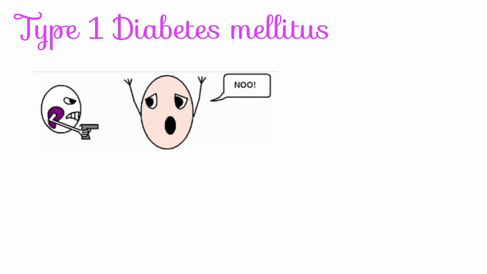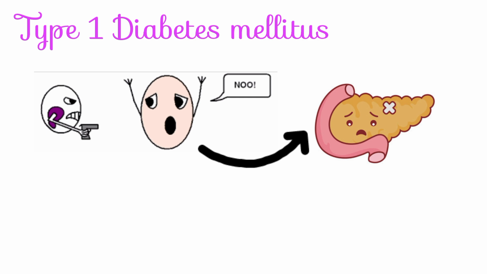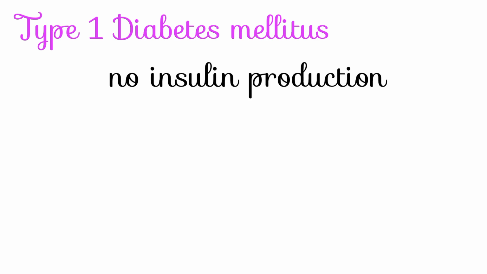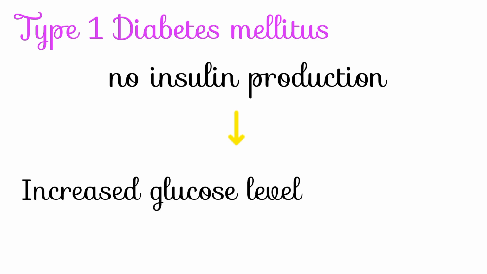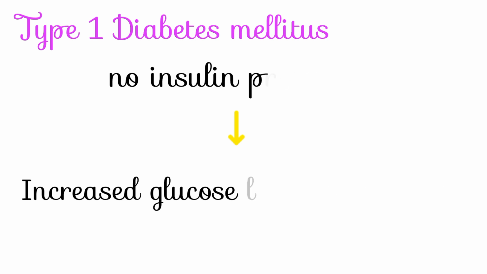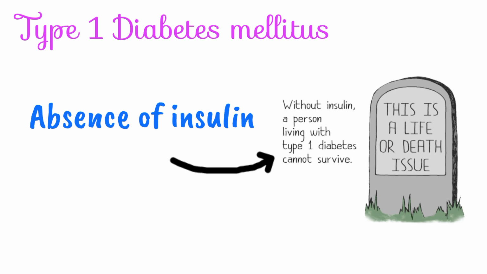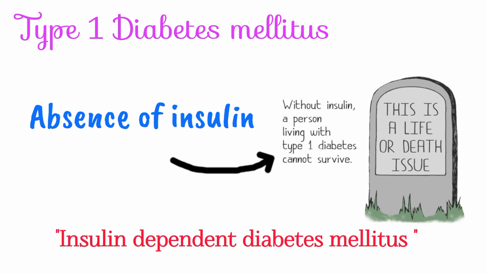Type 1 diabetes mellitus is characterized by autoimmune destruction of the pancreatic beta cells, leading to absolute insulin deficiency. No insulin production leads to increased glucose level in our body. Because of the absence of insulin, patients with type 1 diabetes mellitus should receive exogenous insulin lifelong. So, it is also called insulin dependent diabetes mellitus.